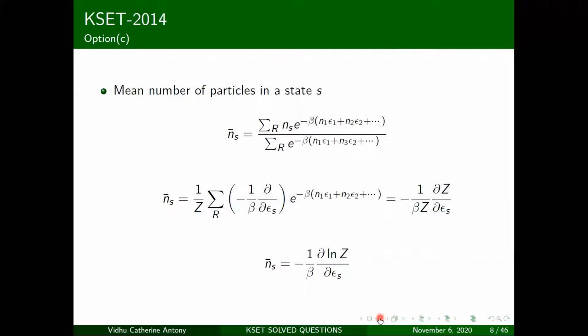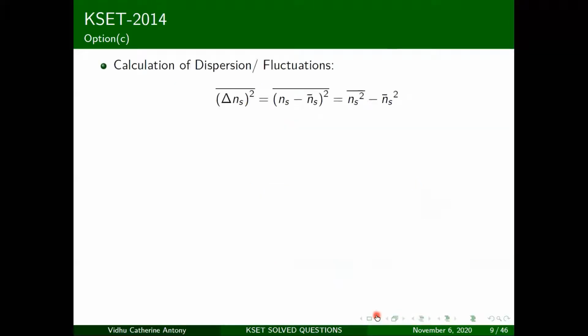Now let's move to the next part. Okay, so now what do you need to do? The question said calculate the fluctuations or dispersion in the number of particles. So you need to be able to calculate that dispersion in the number of particles, not just any variable x. So that's why you have an ns here. So you have delta ns whole squared and an average, which is equal to ns minus ns bar whole squared and an average of that, which should yield you this.